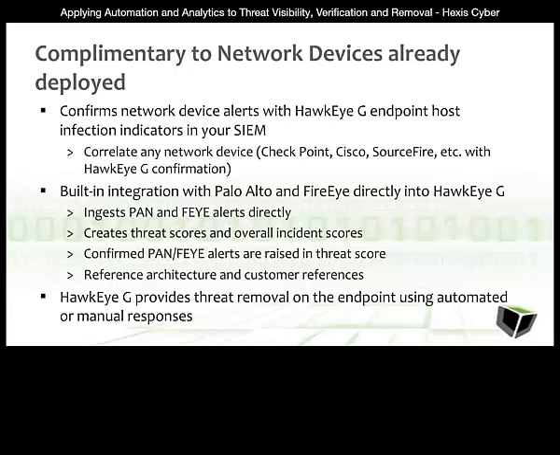And then ultimately, we complement your network devices. Network devices are a very easy way to get visibility. I buy a box, I plug it into a SPAN port, I get visibility. At the end of the day, you need to actually confirm what's happening on the endpoint and then remove that threat before compromise or breach. And that's where HawkEye G gives threat removal on your endpoint using automated or manual responses based on our threat scoring and our active countermeasures.